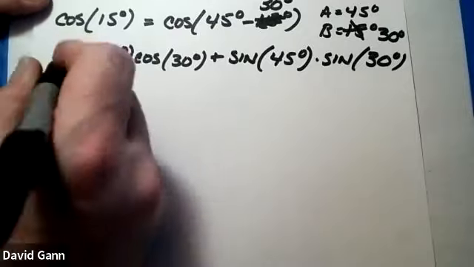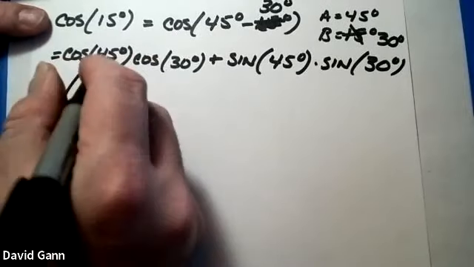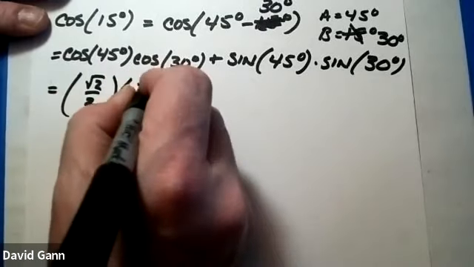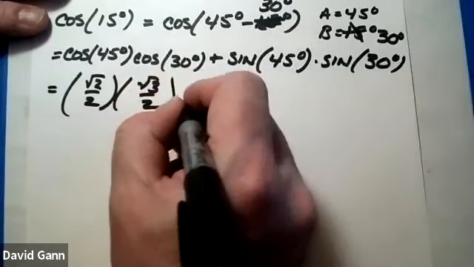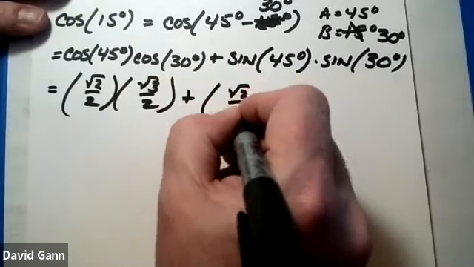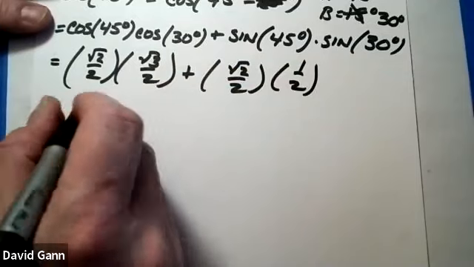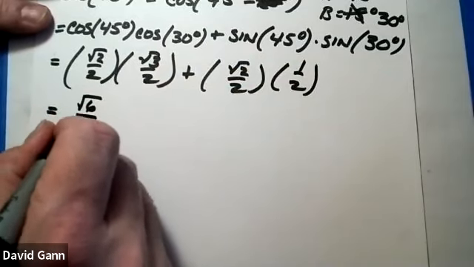So substituting the values, I'm going to go a little bit quicker because we've already done them. Square root of 2 over 2 times square root of 3 over 2 plus square root of 2 over 2 times 1/2. And notice this comes out to something that looks very similar to the last one.